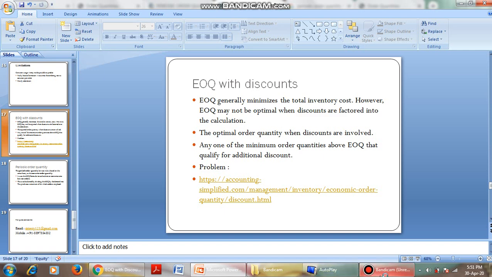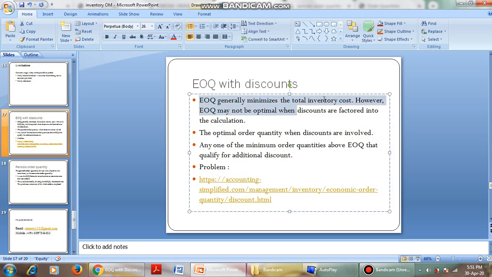So this EOQ model with discounts we will discuss here. See, EOQ generally minimizes the total inventory cost. As we know, EOQ is nothing but it minimizes the total cost, that is total inventory cost, which includes ordering cost as well as the carrying cost. So simply we can say that EOQ, economic order quantity, is nothing but the quantity which reduces the carrying cost as well as the ordering cost. However, if you purchase more number of items, more products, then we will offer some discounts.